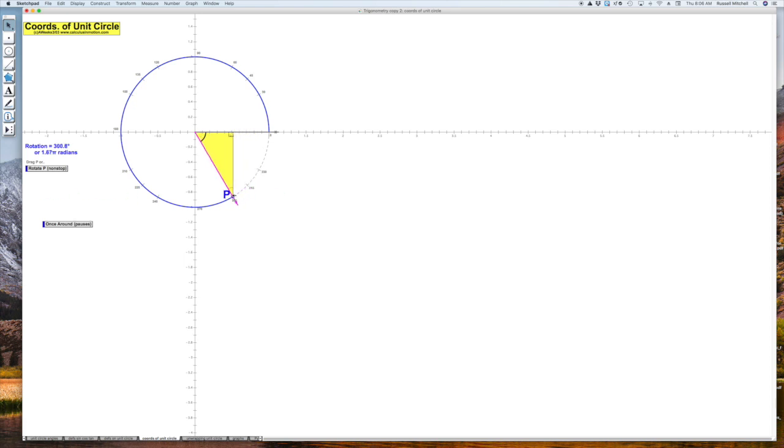So right here, this would be negative pi over 3 if we're going in the negative direction. And then this would be negative 2 pi over 3, and then negative 3 pi over 3, negative 4 pi over 3, negative 5 pi over 3, and then negative 6 pi over 3. And we're back to where we started, because negative 6 pi over 3 is negative 2 pi.